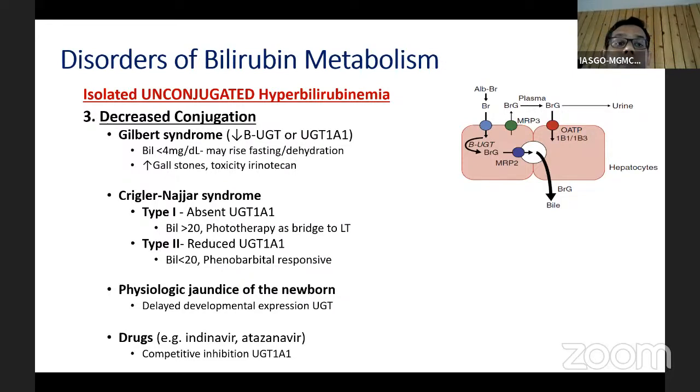Gilbert syndrome is the commonest of these disorders, in which bilirubin is less than 4, which may rise on fasting and dehydration. The prevalence of Gilbert is quite high. It is up to 6 to 12% incidence in the US and up to 2 to 4% in India. It is associated with increased gallstones and toxicity to drugs like irinotecan.